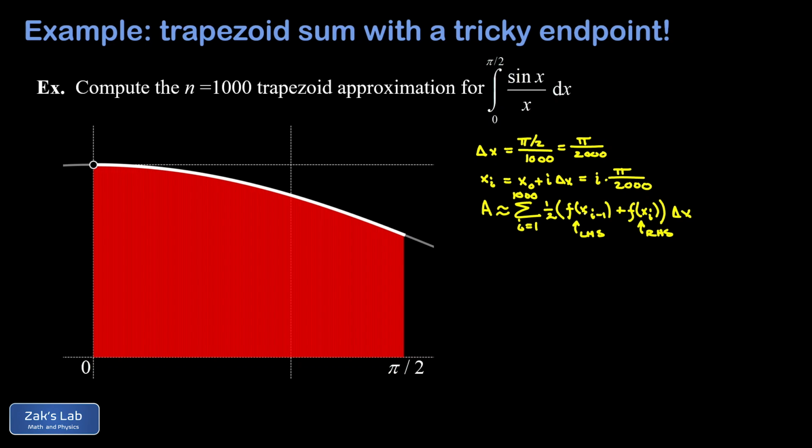And just double checking my subscripts here, that would give me f of x sub 999 for the left side of the last trapezoid, and f of x sub 1,000 for the height at the right end of the last subinterval. So everything looks good here, and then we can plug in the details for our sum.